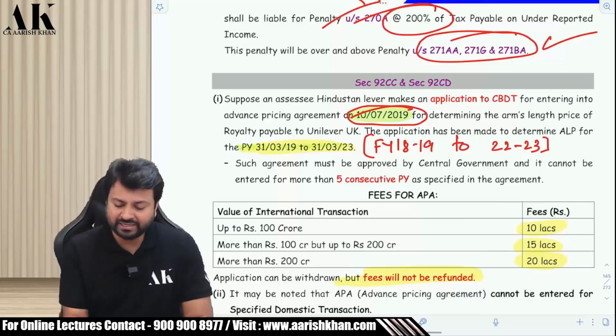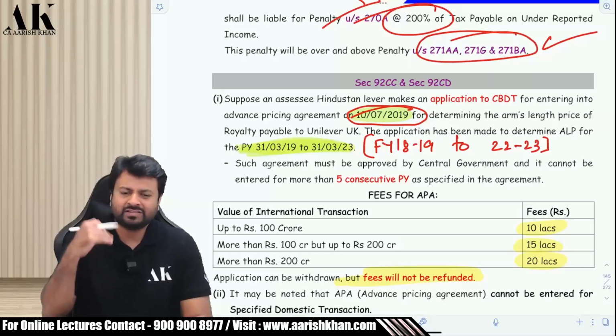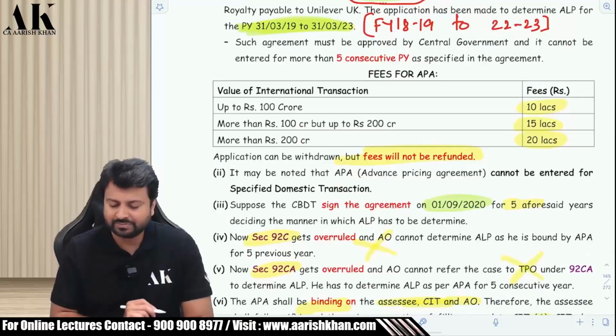Okay, for these 5 years you have made an application to CBDT for the purpose of arm's length, for the purpose of advance pricing agreement. Now CBDT is there in its own mode only. Now they are signing the agreement after almost a year, on 1st September 2020.